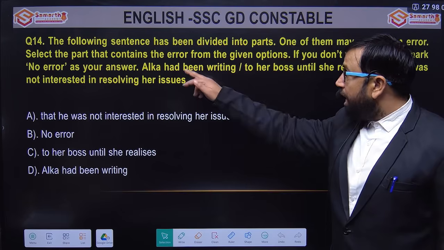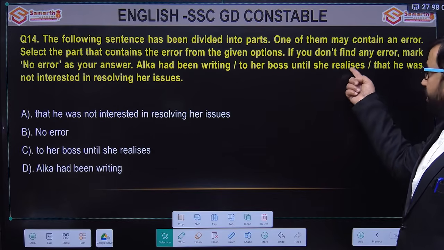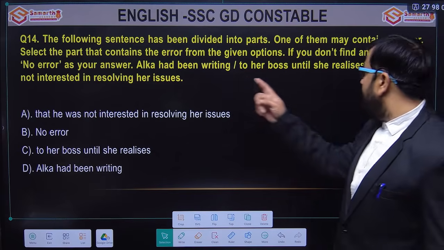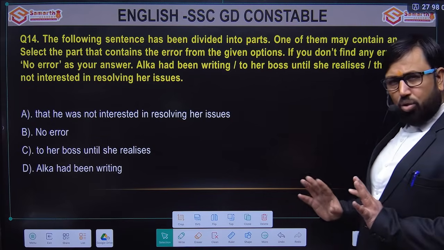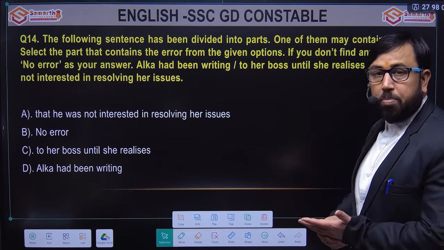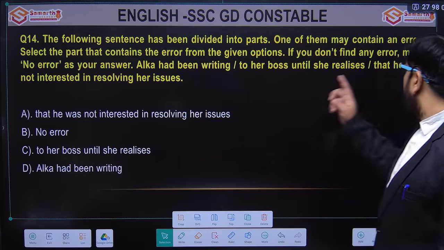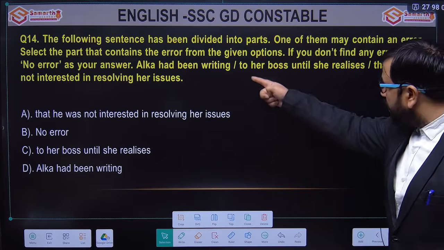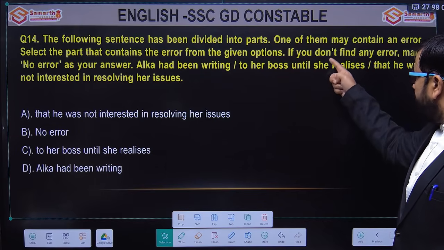Had been writing to her boss until she realizes. See, first it is past, then present, then again that he was past. That is something which we do not see in English grammar. If something is started in past tense, it must continue in past tense. So here it is past, here it is past, so this central part is looking inappropriate here. There is a mistake in it because of this word realizes.